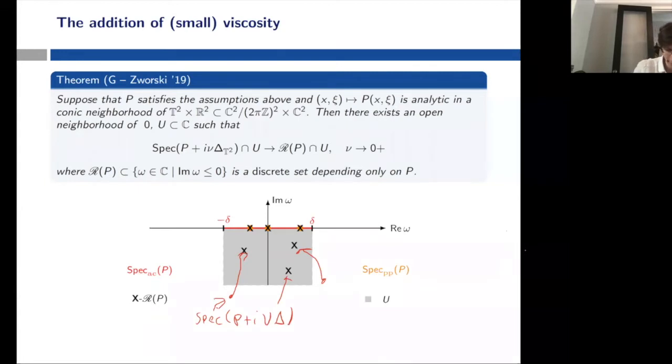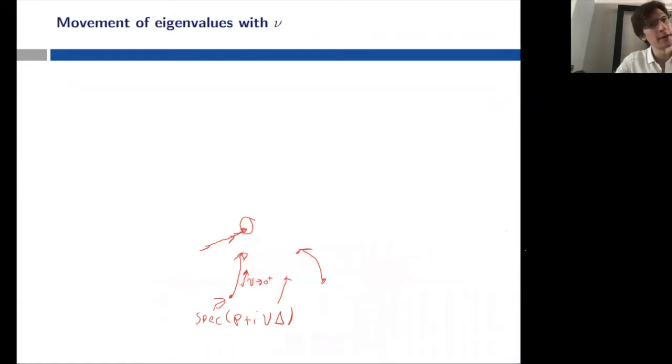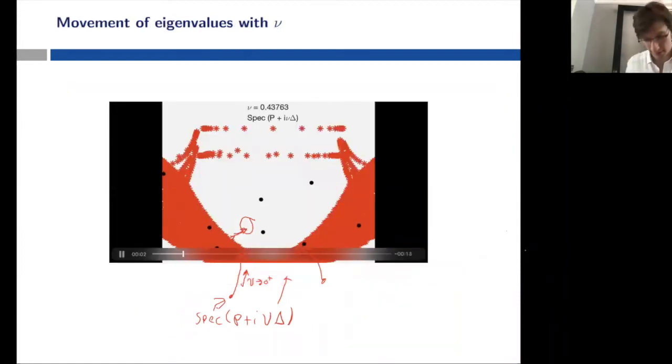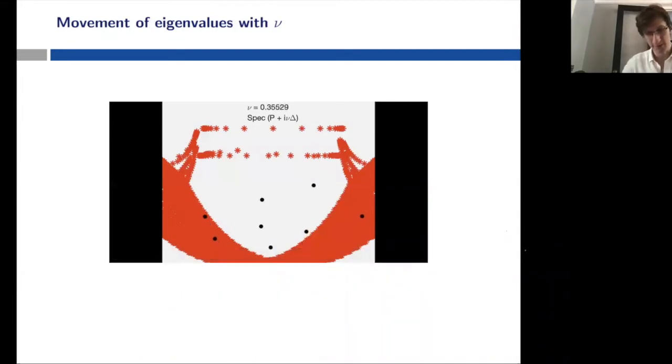And they come in as nu goes to 0 in this direction, and they accumulate here. I've drawn it this way, but one can see that in particular, if there are eigenvalues like this, then some of these eigenvalues of P plus I nu will come in and accumulate here. Now let me show you a video of what this looks like in some numerical situation.